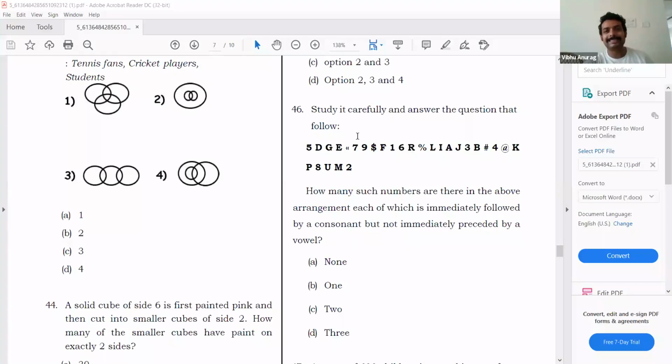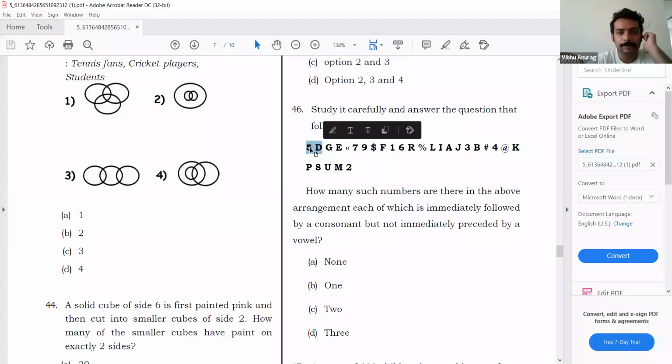Okay, then 46. How many such numbers are there, each of which is immediately followed by a consonant, but not immediately preceded by a vowel? Preceded means with what comes before. So followed by a consonant, not preceded by a vowel. So one of the numbers is 5. D comes immediately after 5 and there is no vowel before it.